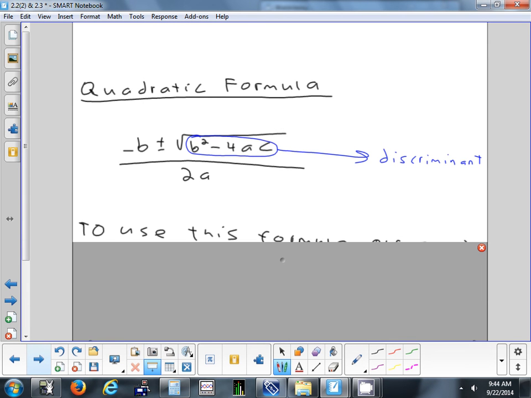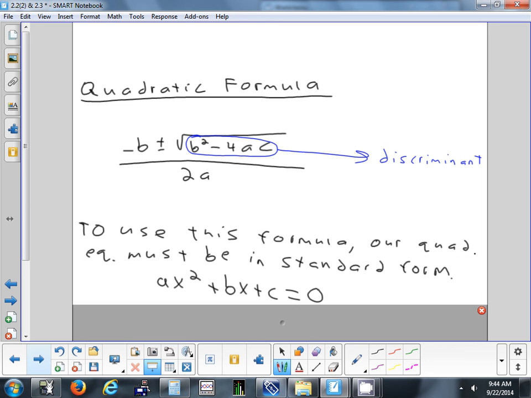Okay, earlier somebody mentioned the part under the root. That is the discriminant, b squared minus 4ac. We use the discriminant to determine how many solutions it has, and we went through that earlier. If you want to use the quadratic formula, it has to be in this form. You have to have an equation equal to 0. The coefficient of x squared is a, the coefficient of x is b, and your constant is c.